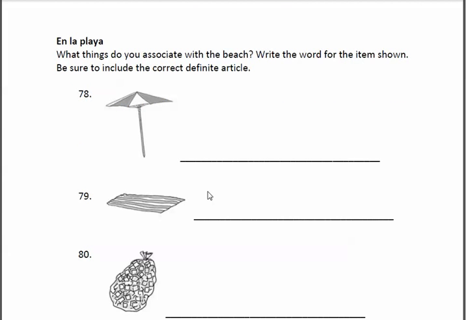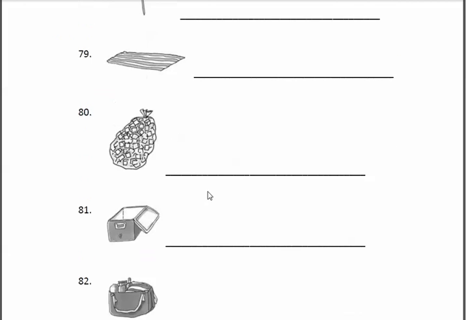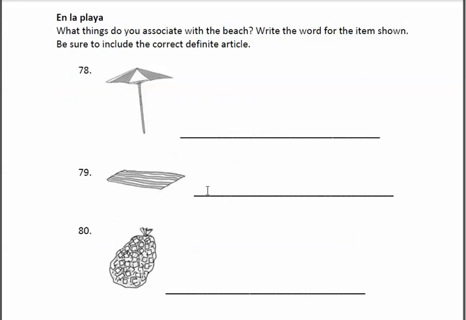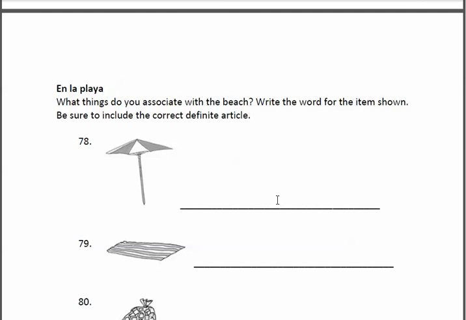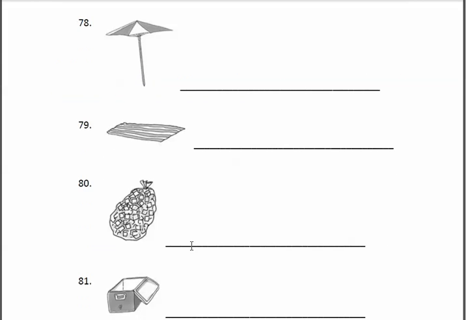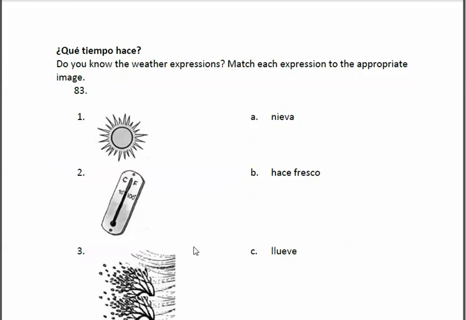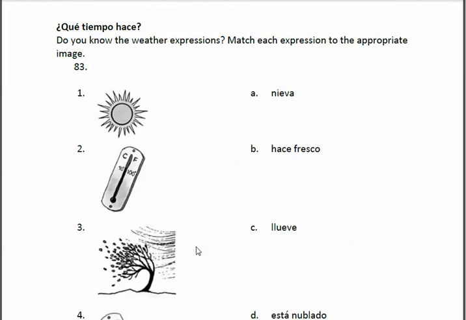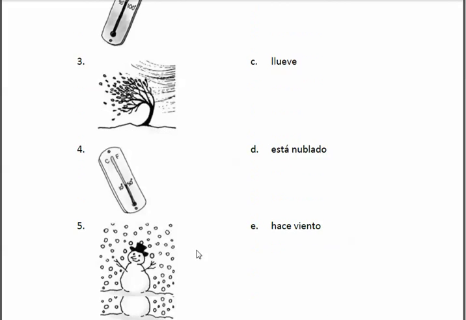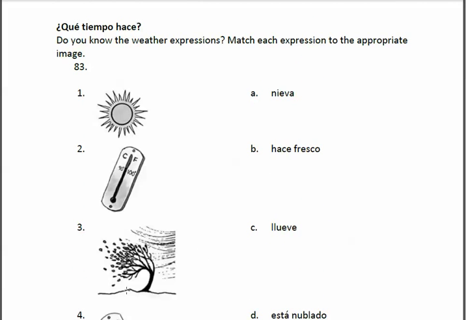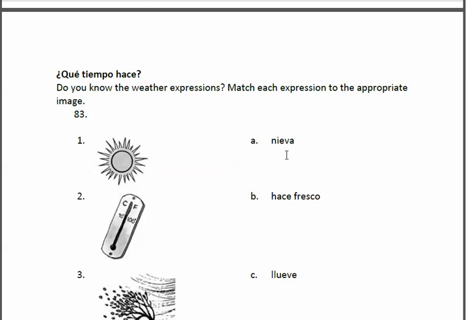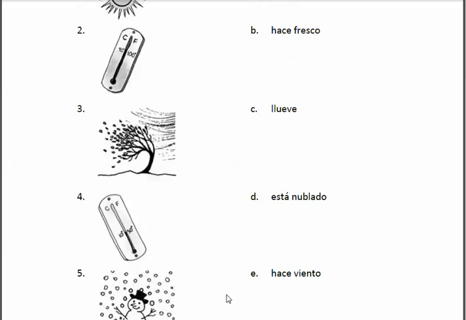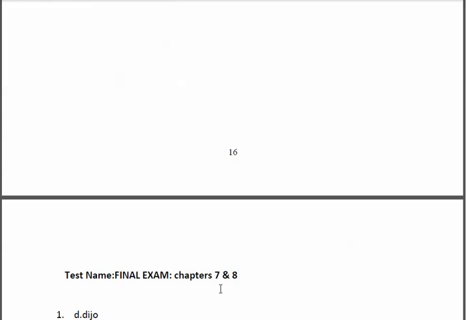En la playa, what things do you associate with the beach? You don't have a word bank for this one either, so make sure you study your beach vocabulary, and you'll write out what each item is using the definite article, the el, la, los, or las. Do you know the weather expressions? Match each expression to the appropriate image. So you see different weather, and then you've got your choices to the right, and you'll just write beside number 1 either A, B, C, etc. So it's not too hard. And that's it.